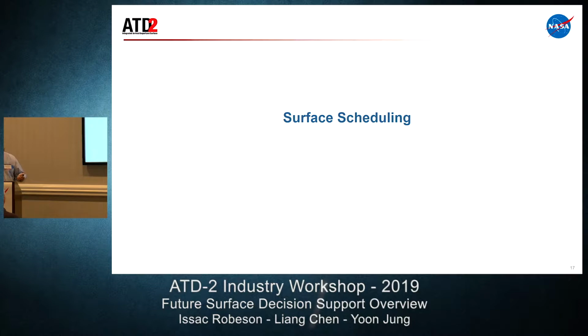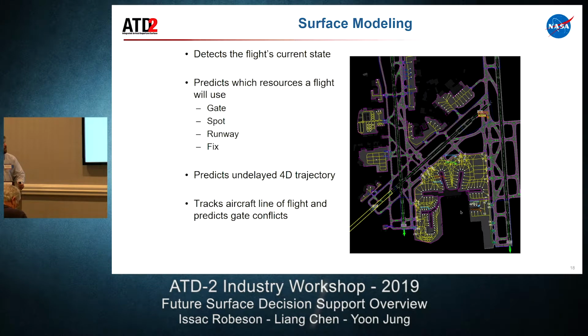So we've already talked a little bit about surface scheduling in the demo, but before we did scheduling, we did modeling. When we say modeling, we're talking about where is the flight currently? Where is the flight going to go? Which gate, spot, runway, fix is it going to use? Creating a 4D trajectory through that, an undelayed trajectory, and then tracking the aircraft line of flight to predict gate conflicts. So we've already seen some of that, but that's the foundation.